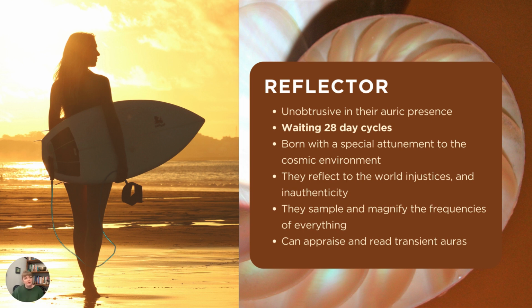Like you can find reflectors who have a lot of mental health issues because they're around people who are quite inauthentic or clouded, or forceful in what they're trying to do. Or people that are just not living in their authentic self, then they're going to be reflecting something quite unwell back to the community. They can appraise and read transient auras, and they magnify the frequencies of everything. So, yeah, that's really unwell communities where reflectors are going to do really poorly.